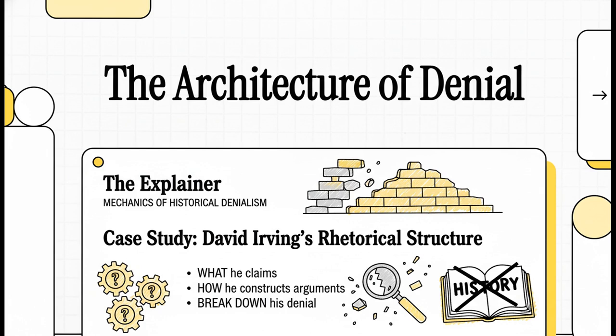And in this first part of our deep dive, we're going to use the figure David Irving as a kind of case study to see how that architecture is built. We're going to focus on how he builds his case, not just what he claims. So let's get into it and take this thing apart, piece by piece.